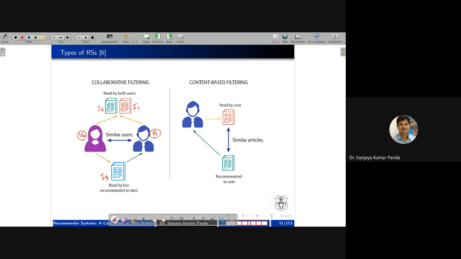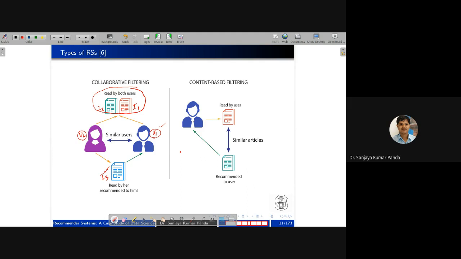So what you are actually doing here, you have generated a model based upon their past behavior. This is the past behavior of the user. Based upon their past behavior, you have developed a particular model, and the model suggests a particular item if that item is read by one of them. Like here you can see I3 is read by the user U2. That is the reason why I3 is recommended to user U1. So such systems are called collaborative filtering based recommendation systems.